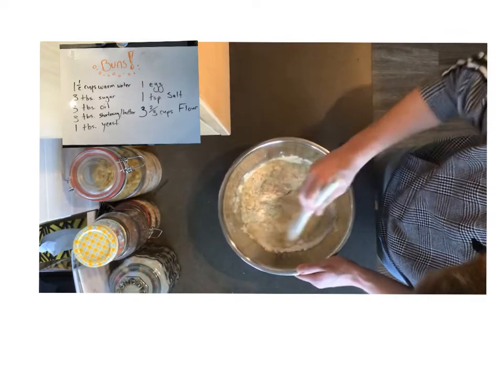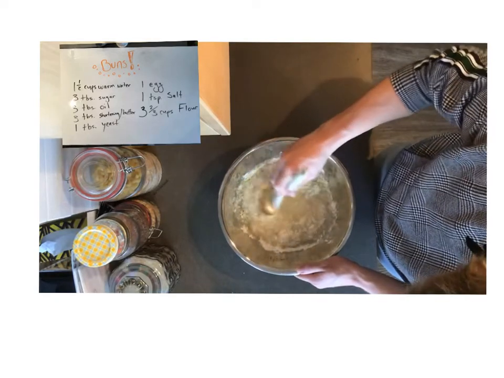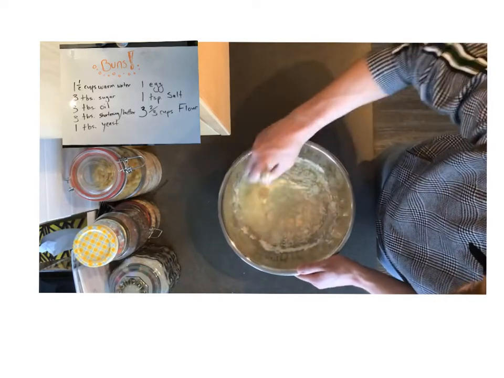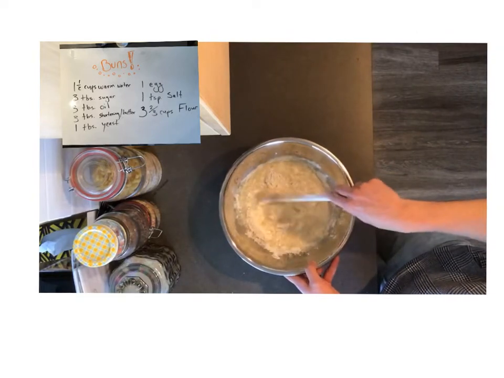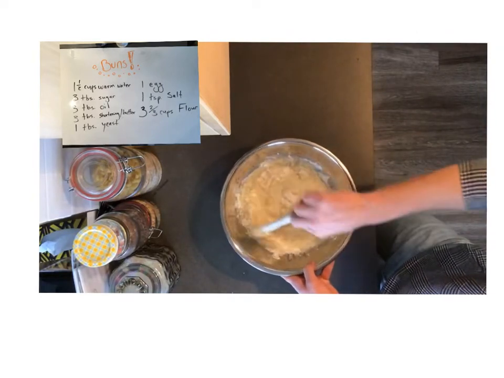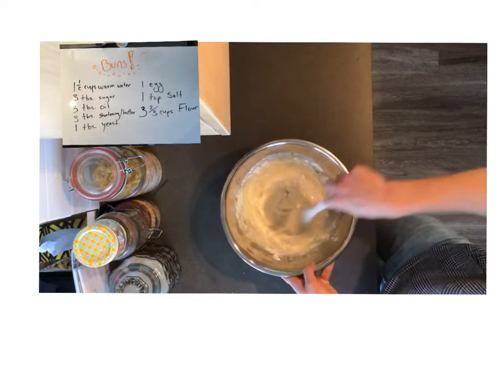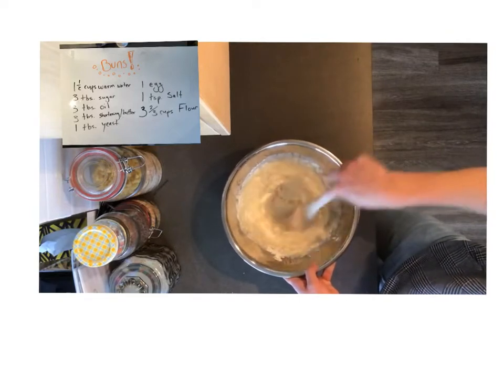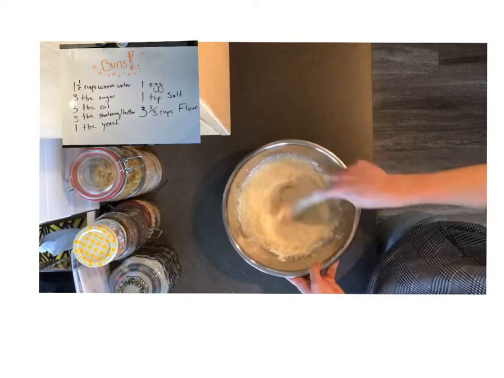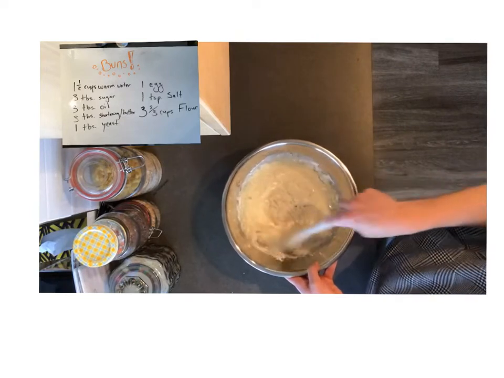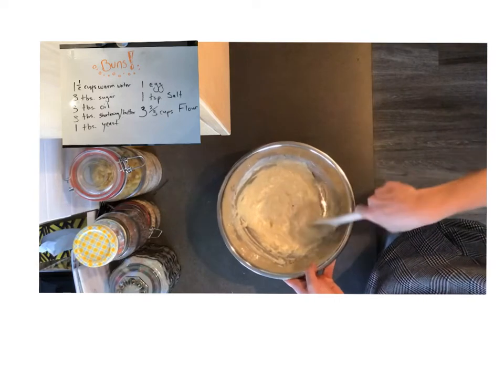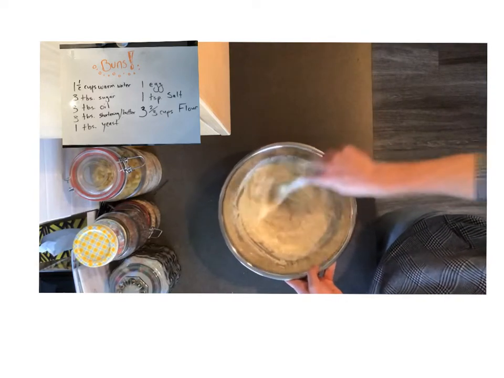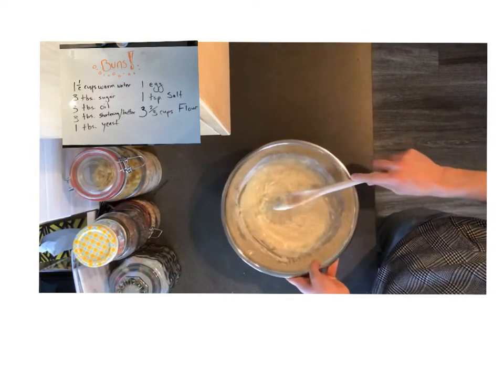So you want to try to get all the clumps and all the dry ingredients mixed in the water. So the yeast really likes the warm water, and it needs that water to start activating and get going. Oftentimes yeast is stored in a fridge. So there we go, we're mixing away. Trying to get most of those clumps off the side, trying to get it nice and well mixed.